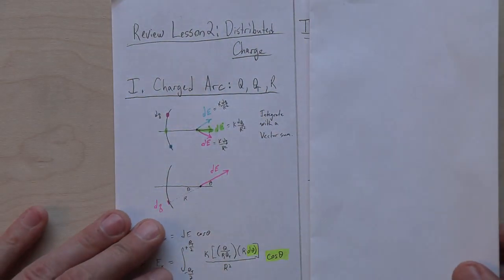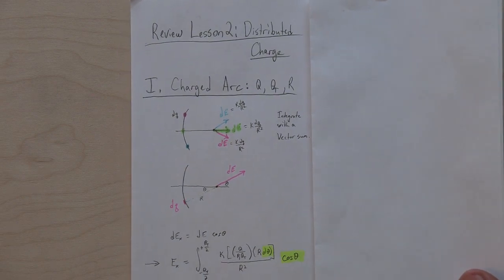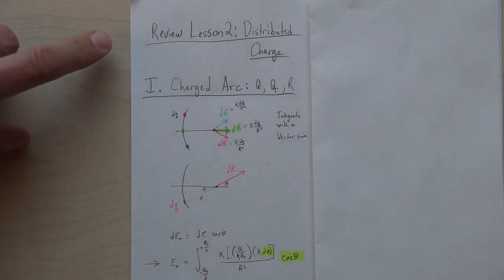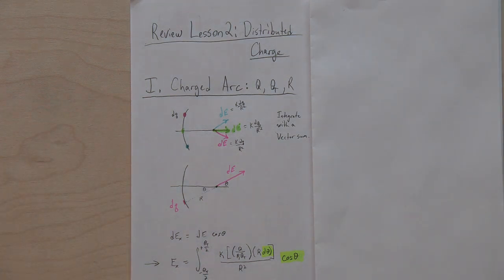All right, so that was the outline. Again, you didn't have to copy that down because it's what's coming in the notes here. So here we are, review lesson 2, distributed charge, and we're focusing first on the charged arc.